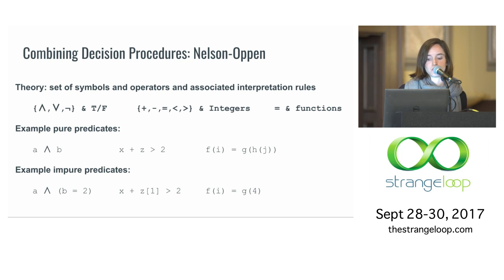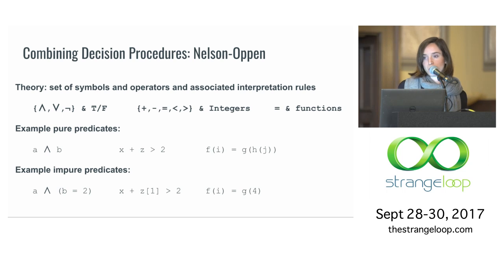x plus z greater than 2 is a pure predicate. That's just linear arithmetic. f of i equals g of h of j is just unevaluated functions. Some impure predicates: a and b equals 2, we have a Boolean operator but we also have an integer. x plus z of 1 is greater than 2, we have an array but we also have an integer. f of i equals g of 4, we have a number and we have a function.